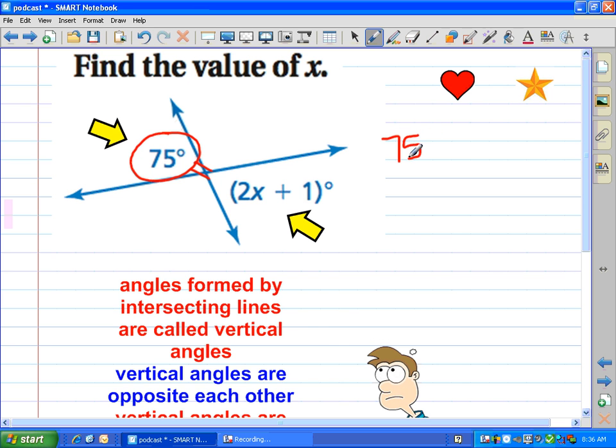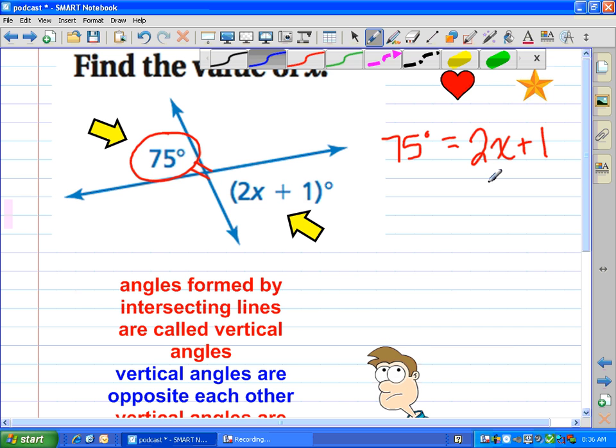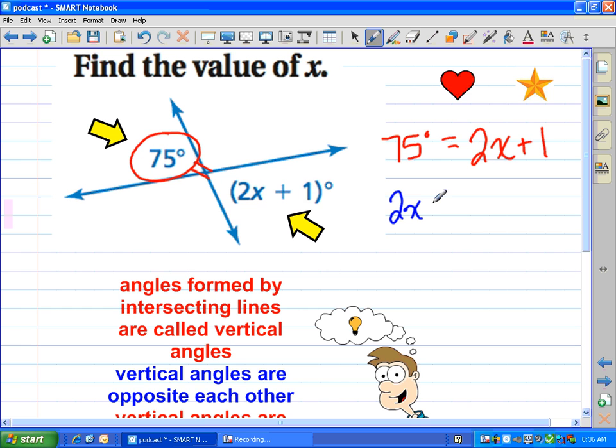75 degrees equals 2x plus 1. Excellent job. You said use a commutative property, which means you can switch the order around. Plus 10. So I'm going to rewrite it. 2x plus 1 equals 75 degrees. Hearts and stars. Excellent job.